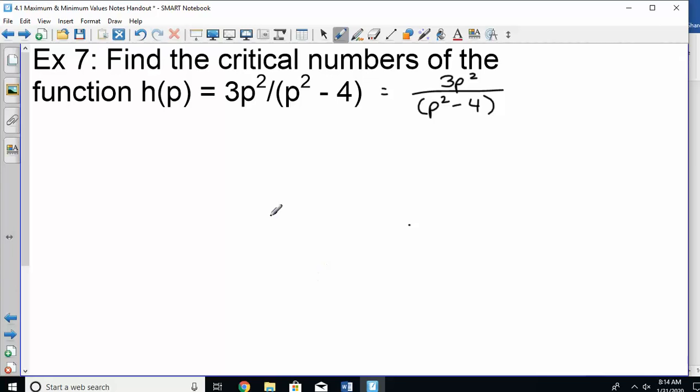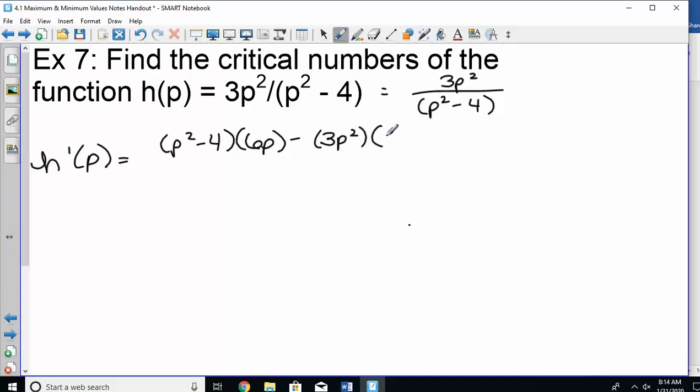So to do this derivative, we have to do the quotient rule. So quotient rule is low, so the bottom, d high, what is the derivative of the top? Minus high, d low, derivative of the bottom, over the low squared.